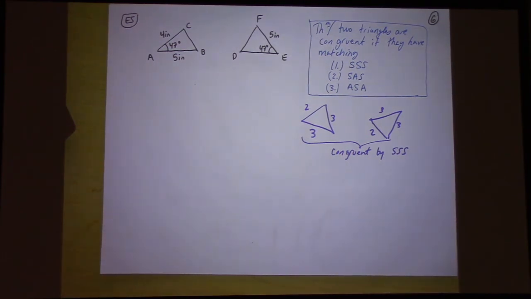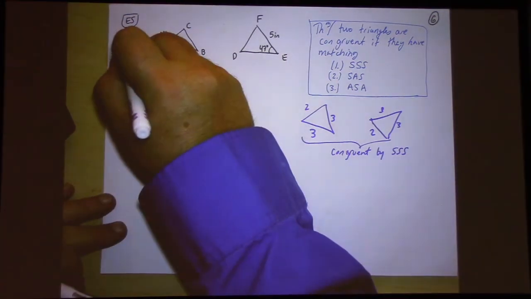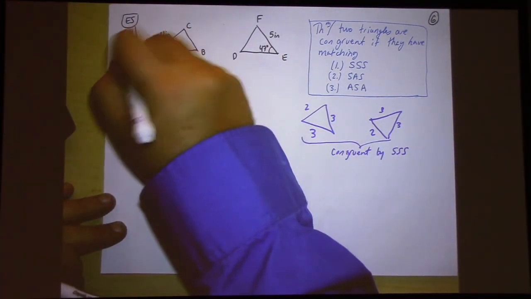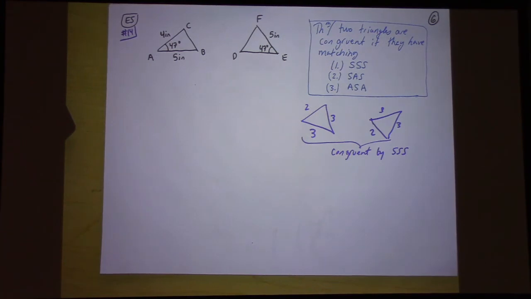All right, so how about the problem which is given here? And this is, by the way, number 14 in your homework. So you guys tell me, what do you think? Are these congruent? Are they not? Yes, and by what?